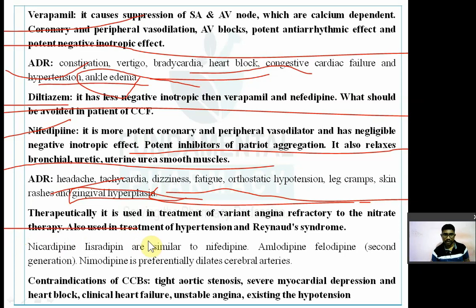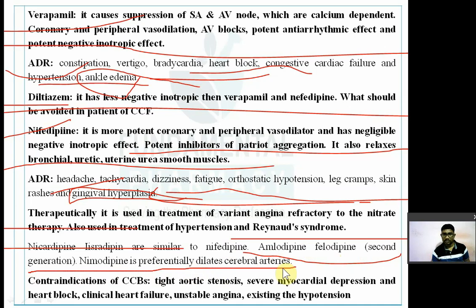They are also used in the treatment of hypertension and Raynaud's syndrome. Nicardipine and isradipine are similar drugs to nifedipine. Amlodipine and felodipine are known as second generation dihydropyridines. Nimodipine preferentially dilates the cerebral arteries. Nimodipine क्या करेगा, cerebral में ज़्यादा active है. It will dilate the cerebral blood vessel.